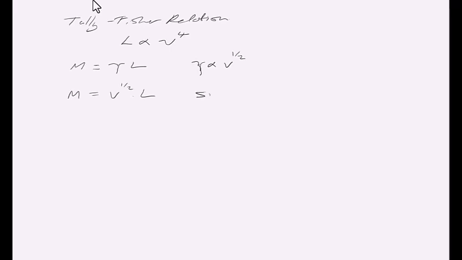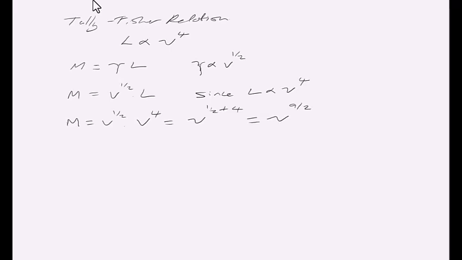And since we know that the luminosity is proportional to the velocity to the fourth, as given by the Tully-Fisher relation, we can substitute that luminosity into here. So now we have mass is equal to the velocity to the half times by the luminosity, which is given by velocity to the fourth. And we're going to combine these two indices, so it becomes velocity to a half plus 4, which is velocity of 9 over 2, or 4.5.